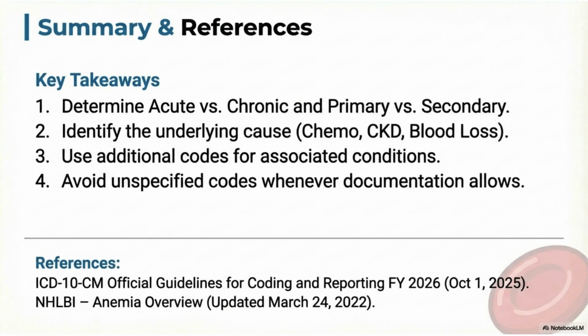To bring everything together, this final slide summarizes the core principles that guide accurate anemia coding. These points reflect the patterns we've seen across the classifications, sequencing rules, and case studies. The key takeaways include determining whether the anemia is acute or chronic, primary or secondary, identifying the underlying cause whenever possible, using additional codes to capture associated conditions, and avoiding unspecified codes when documentation supports greater specificity. These steps ensure that the coding accurately reflects the patient's clinical picture and aligns with ICD-10-CM expectations.